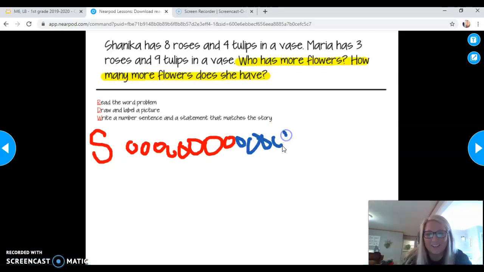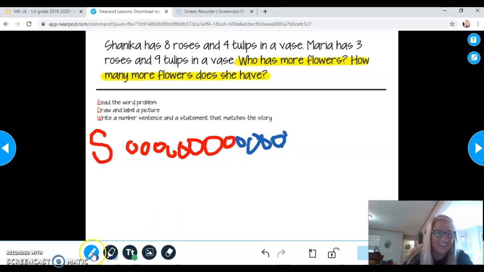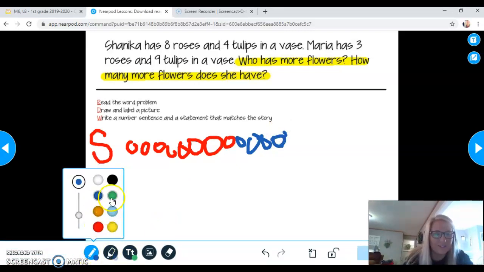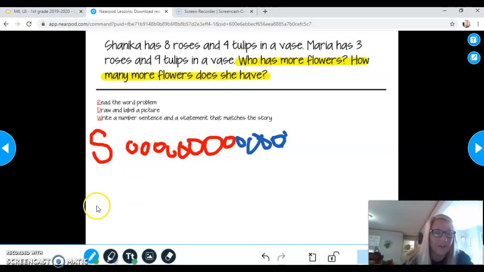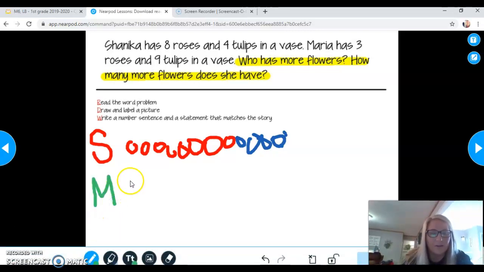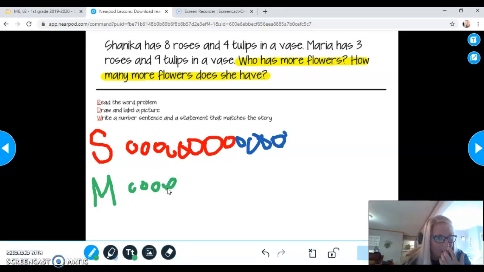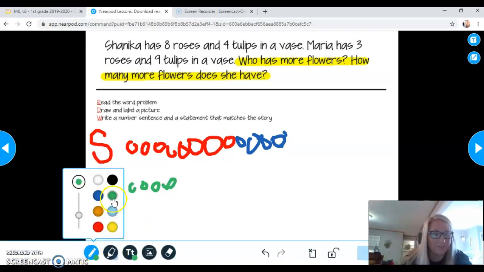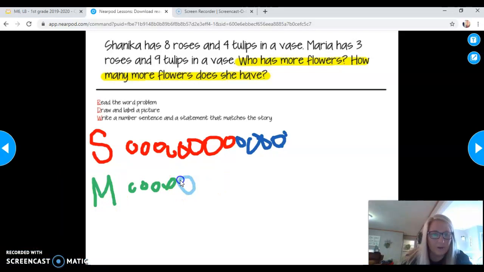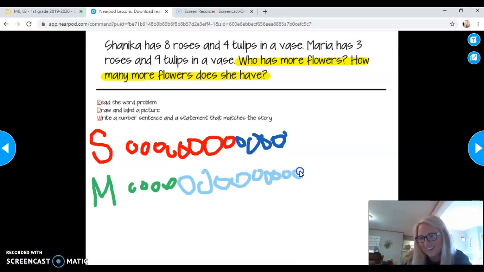Drawing on the computer is getting harder and harder. Okay, and let's do green for Maria. Maria has 3 roses, so I'm going to first start with an M for Maria. She has 4 roses, 1, 2, 3, 4, and 9 tulips. 1, 2, 3, 4, 5, 6, 7, 8, 9.